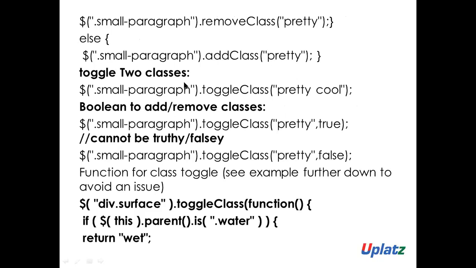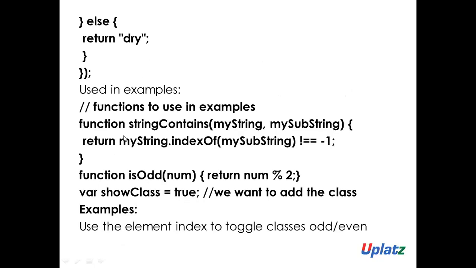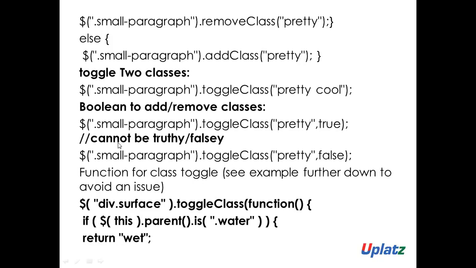So how do you toggle two classes? We have a method called toggleClass. So this small paragraph I'm just toggling with that "pretty". A Boolean to add or remove classes: you can make the second parameter a Boolean, either true or false. So on this small paragraph, you can have a toggleClass. We will see functions of toggleClass further on to avoid an issue.